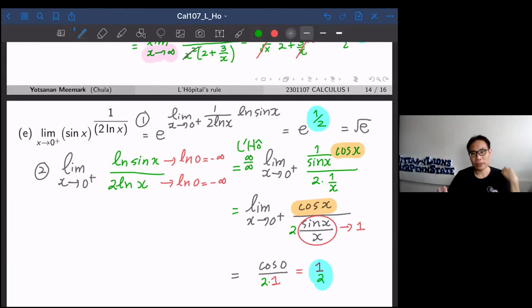Okay, so this one is not that hard. It seems difficult. However, the thing that students normally hate to do is sine x over x. Okay, so when you see something like this, try to combine, try to make sine x over x in order to ease your calculation. If you continue differentiating, you go nowhere, basically.